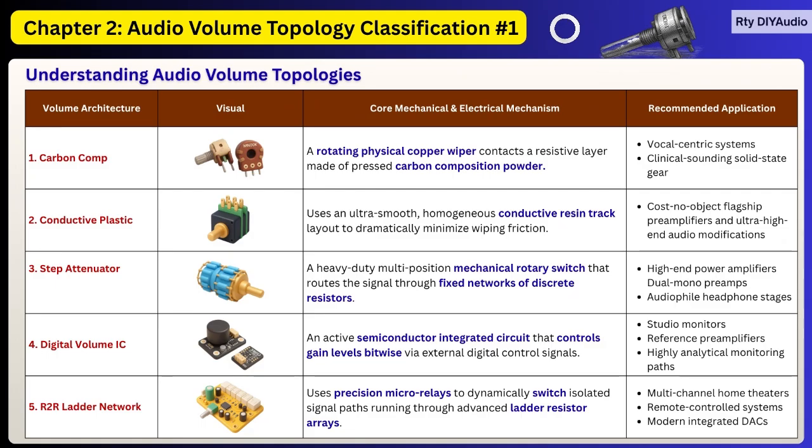Chapter 2. Audio Volume Topology Classification. Number 1. To achieve absolute control over your audio signal, you must understand the 5 primary architectures used in home audio systems. Looking at this matrix, you can see their physical footprints and real-world shapes. Each design operates on a completely distinct electrical and mechanical framework, long before any brand name is even considered. From traditional analog carbon tracks, mirror-smooth resins, and physical stepping switches to active semiconductor silicon chips and micro-relay arrays. But why do we have so many complex options? Let's reveal the architectural truth behind their evolution.